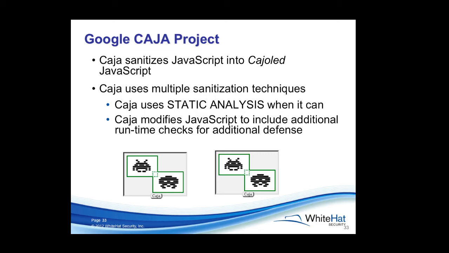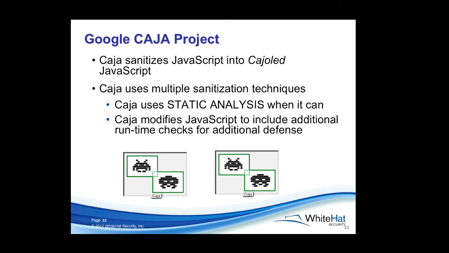So let's talk about the Google Caja project for just a moment. So Caja will sanitize JavaScript into cajoled JavaScript. And Caja uses multiple sanitation techniques. First, on the server, Caja uses static analysis when it can to make sure that your assembled JavaScript doesn't have any obvious flaws. And if it does, it will literally break the application. It will stop working. So you want to make sure that before you actually roll your application live, that your static analysis pass in Caja has been done cleanly.